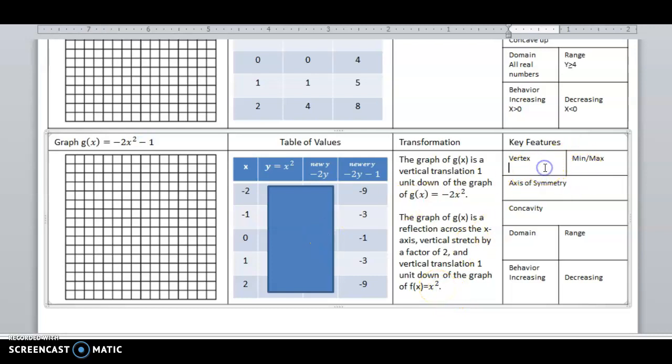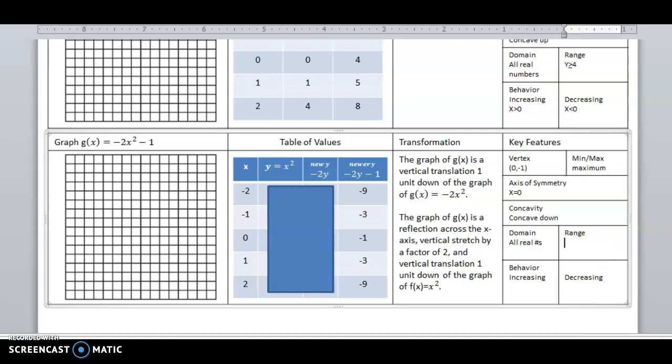Okay, so now your vertex will be 0, negative 1. Is it a minimum or a maximum? Since it was reflected, it's now facing downward. So if the parabola is facing downward, then the vertex is the maximum. The axis of symmetry is given by x is equal to 0. The domain is all real numbers.